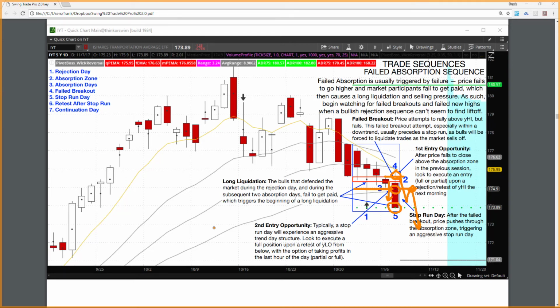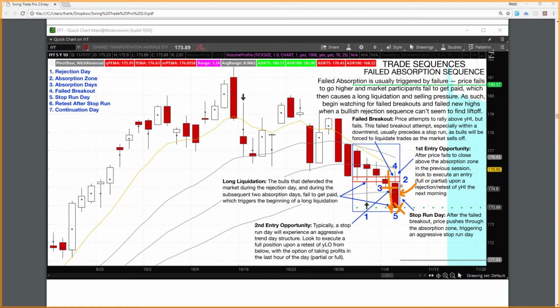Typically a stop run day will experience an aggressive trend day structure, so look to execute a full position upon a retest of the previous low from below, with the option of taking profits in the last hour of the day. This is just a classic stop run day, and if you got in ahead of the move or you got in on the break, you want to look to take profits, at least partial, in the last hour of the day, toward the end of the day, maybe in the last 10 minutes of the day, whatever the case may be.